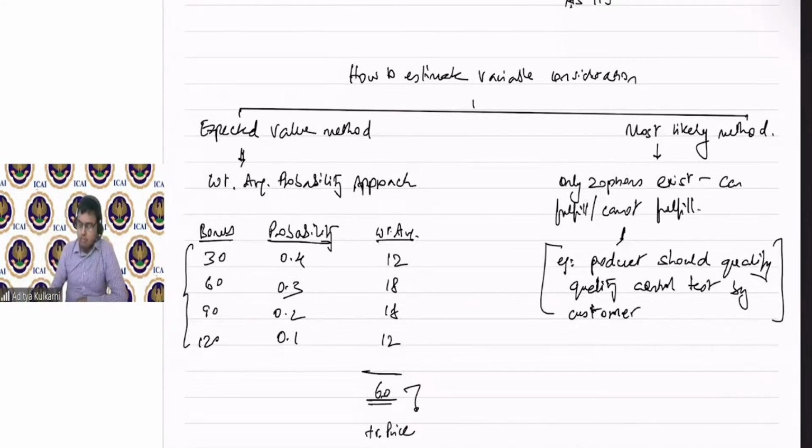Okay, so this is the most likely method. So for estimating variable consideration, you can use either of these two approaches. Either the expected value method, where multiple scenarios can be assessed, or the most likely method, where it is only either this way or that way. There is no third option available. Either you comply or you do not comply.